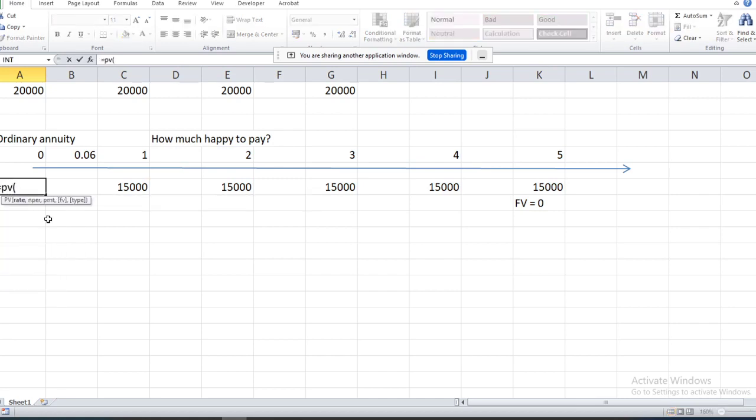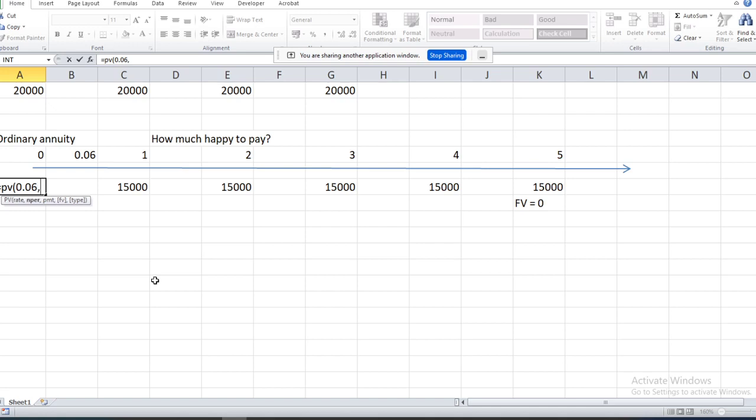So let's try that. Equals PV, open the brackets. You already know how to do that. Rate: click here, that's 6%. Or you could simply type 0.06, or you could simply type 6%. The computer would understand all of those. I like the decimals because later on we'll talk about different types of interest rates where the computer doesn't really understand the percentage sign. So just stick to the decimal places and you'll always be fine.